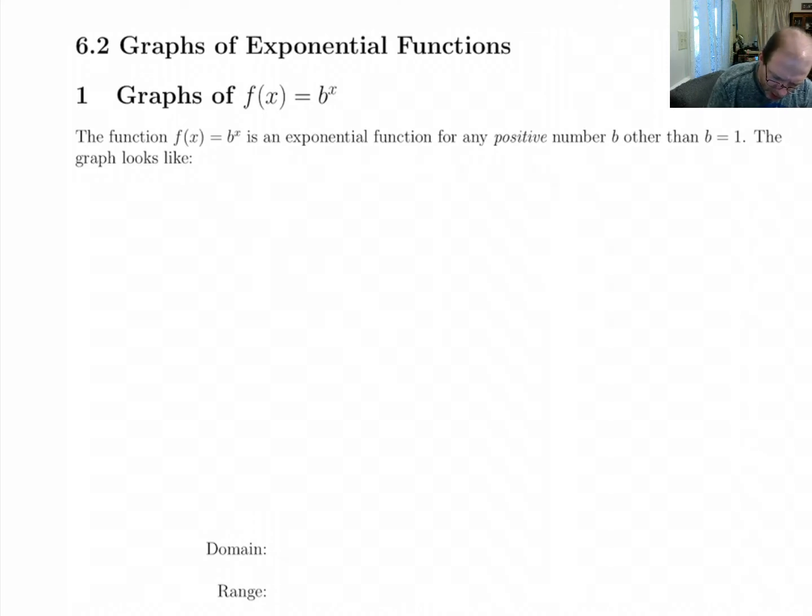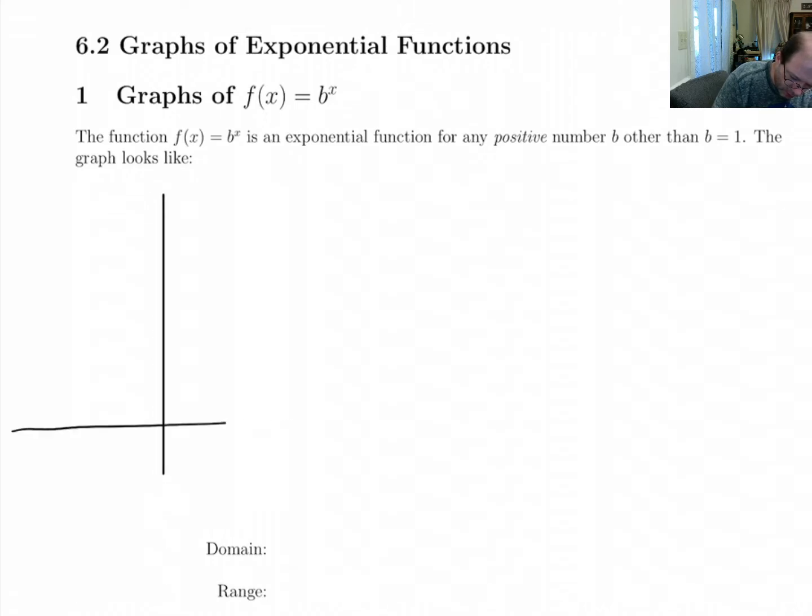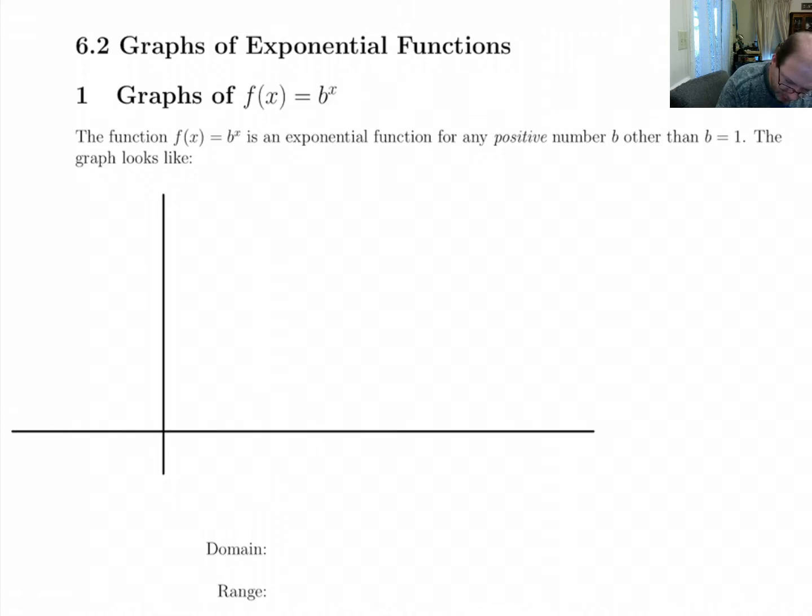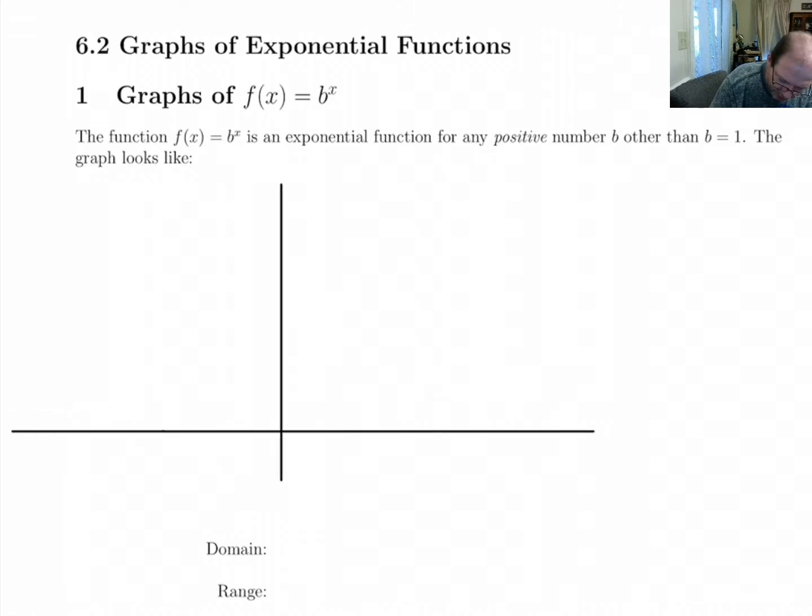Exponential functions have this sort of form. You just have b to the x, and b is a positive number other than 1. Now, the graph of this looks like this. Actually, I'm going to move this axis over a bit. Let's graph y equals 2 to the x, just to pick a value of 2 for my b. It's going to look kind of like this.